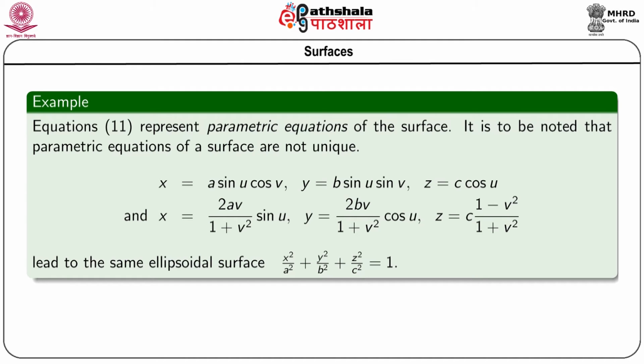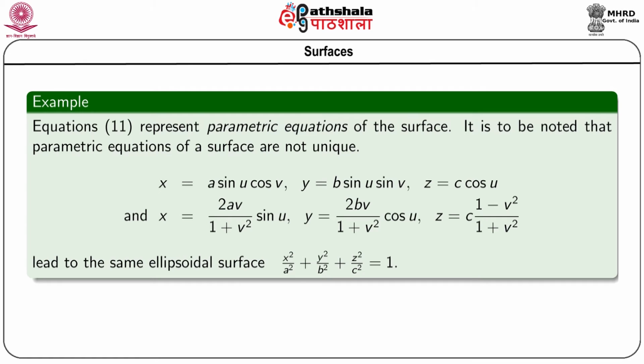This is actually an ellipsoidal surface, x square by a square plus y square by b square plus z square by c square equals 1. And this equation is obtained by eliminating the parameters u and v from the three equations.